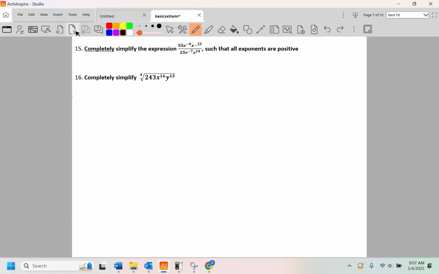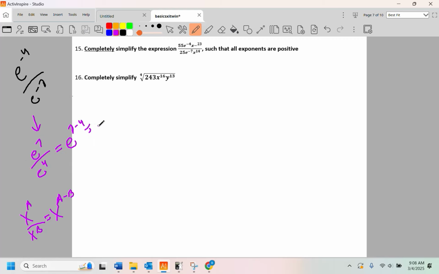All right, moving forward to 15 is a complete, notice it says the word completely simplify the expression such that all exponents are positive. So let's talk about these e's off to the side. You have an e to the negative 4 over e to the negative 7. If an exponent is negative, it's on the wrong side of the divisor. So this becomes e to the 7th up top over e to the 4th. Now, we have a property that says x to the a over x to the b is x to the a minus b. So this becomes e to the 7th minus 4, which is e cubed, and it remains up top because I took 4 away from 7.